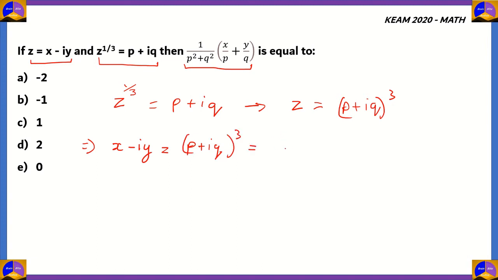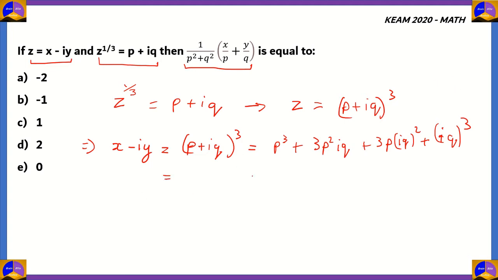So p plus iq, the whole cube, can be written as p cube plus 3p square iq plus 3p times iq squared plus iq cubed. Since iq is taken as one term, we have to cube both of them and square both of them. So this is basically the formula a plus b the whole cube that you've studied in algebra in grade 10.